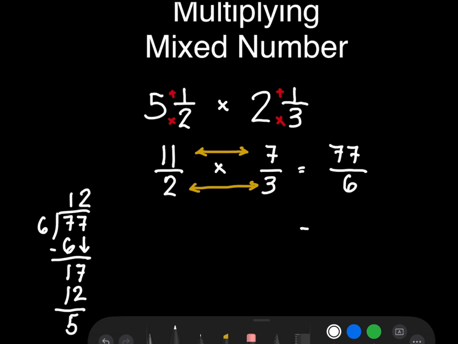So therefore, when you simplify 77 divided by 6, the answer is 12 and 5 over 6. That is 12, 5 over 6. And that is the simplest form when you multiply 5 and 1 half times 2 and 1 third.